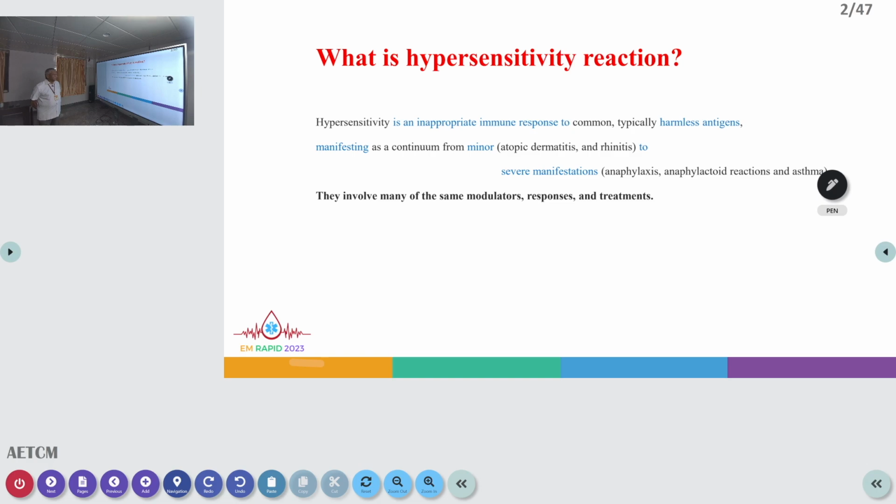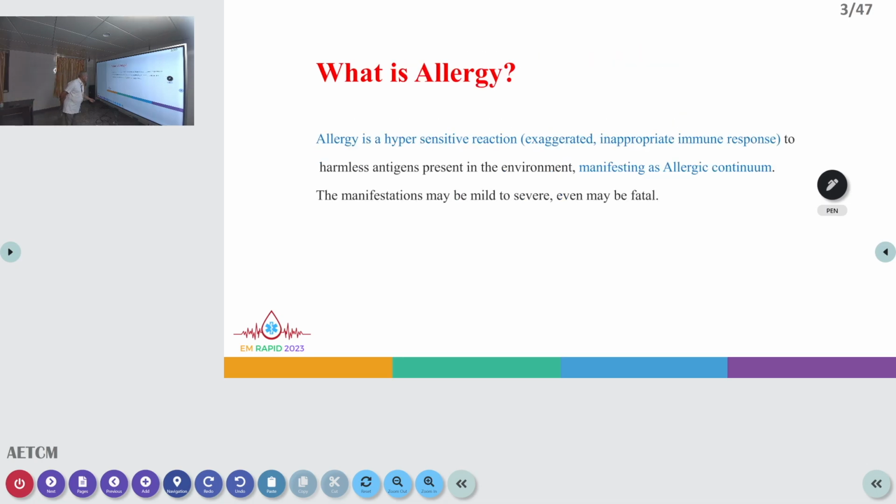This may manifest as minor or simple forms like atopic dermatitis or rhinitis. Sometimes it may manifest as very severe, life-threatening anaphylaxis or anaphylactoid reactions. What is allergy? Allergy is a type of hypersensitivity reaction, an exaggerated, inappropriate immune response, and it is a continuum of many problems from simple to complex and life-threatening.